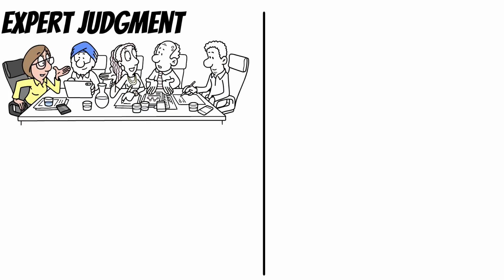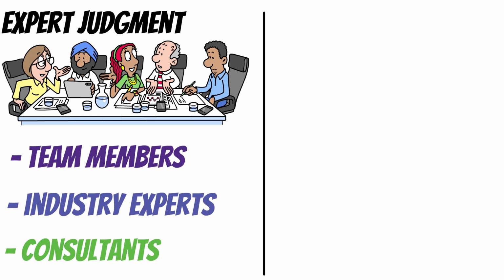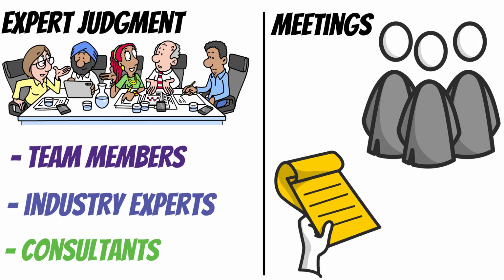3. Expert judgment. Ask the people who've done it before. Whether it's experienced team members, industry experts, or consultants, their input is gold. 4. Meetings. Get stakeholders, team members, and experts together to brainstorm and refine the list of activities.